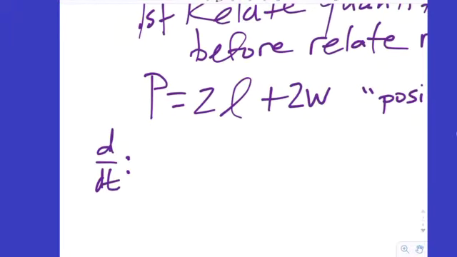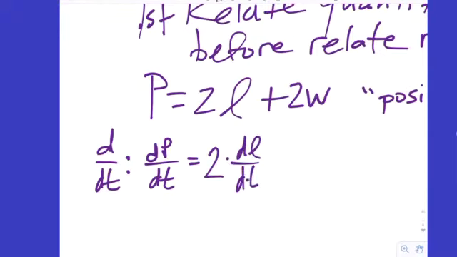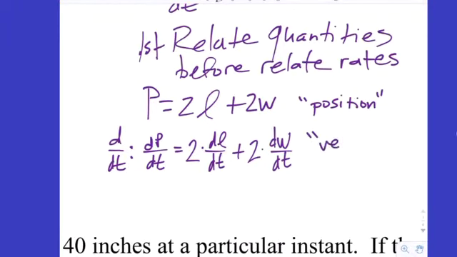All right, so what's the derivative of P with respect to T? dP/dt, right? It's 1 times the chain rule, dP/dt. All right, what's the derivative of 2L with respect to T? 2 times the chain rule, dL/dt. Plus, similarly, the derivative of 2W is 2 times the chain rule, dW/dt. This is your quote-unquote velocity equation, or the rate equation. That's what we're really after, the rate equation.